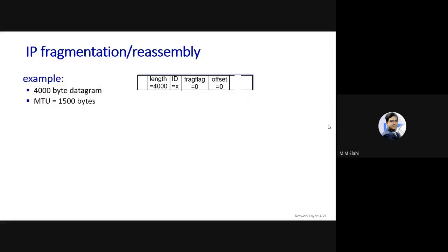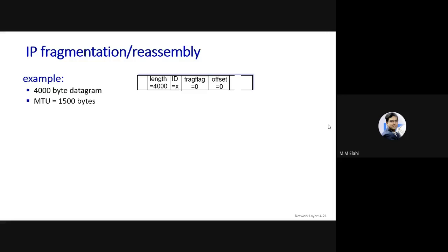For example, there is an original packet, length 4000 bytes, and ID is, for example, X, flag 0 and offset 0. Why is the flag used? Flag is used to indicate that when fragmentation happens, the flag value will be 1. 1 means more fragments are coming. So for example, if there are 3 fragments, then for the first 2 fragments the sender will set flag equal to 1. That means this is not the last fragment, more fragments are coming.